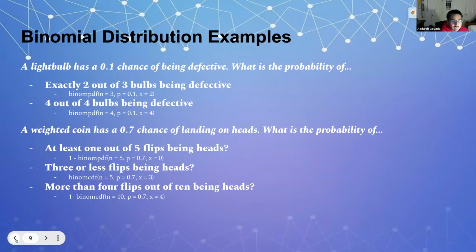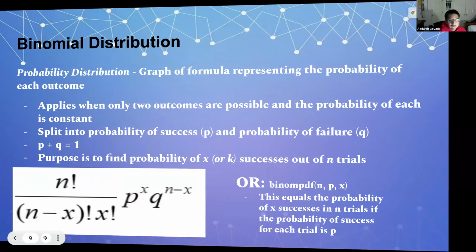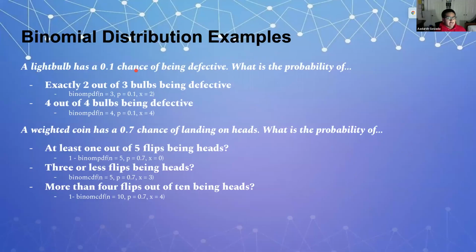But if we were to go back to some of these examples, right? We would say a light bulb has a 0.1 chance of being defective. So we're going to go to what is the probability of exactly 2 out of 3 bulbs being defective? So this is PDF because it's exactly 2 out of 3. So we're going to go to second vars, and then we're going to hit A because it's Binomial PDF.